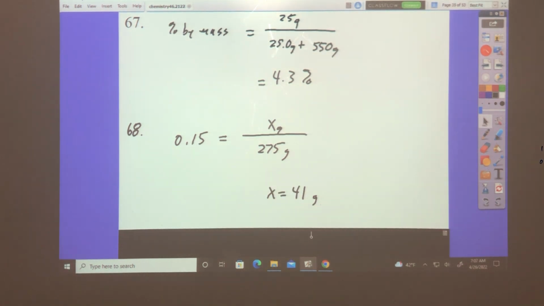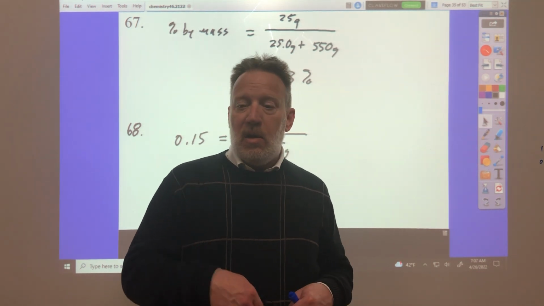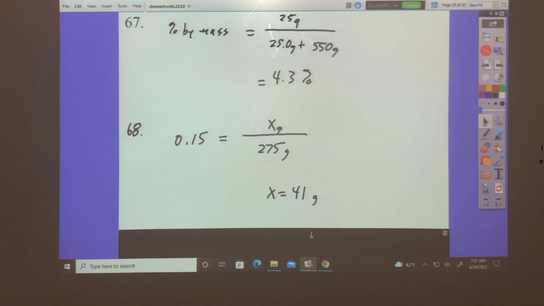Next, we have number 71. Calculate the molarity of a solution that contains 15.7 grams of calcium carbonate in enough water to make 275 milliliters of solution. By the way, this would not happen because calcium carbonate is not soluble enough to get that much dissolved in water under those conditions. I just realized.